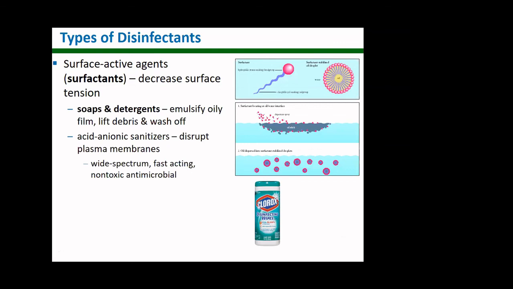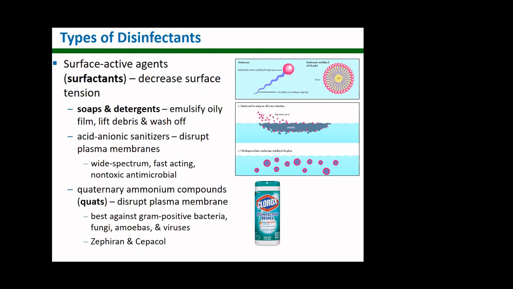Then you have our surfactants. Surfactants essentially break up oil or grease and allow it to be washed away, which is how soaps and detergents work. For the most part, they act on a lot of different things. They have a very large spectrum. They act fast, and they're not normally super toxic, which is why washing your hands with soap and water is one of the most effective ways to prevent the spread of different germs.